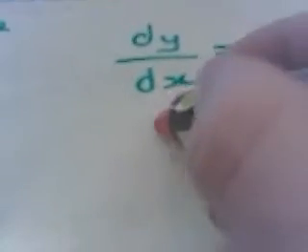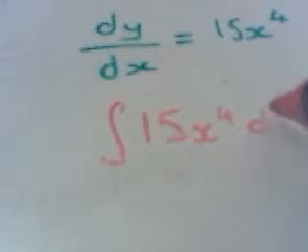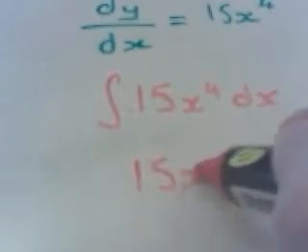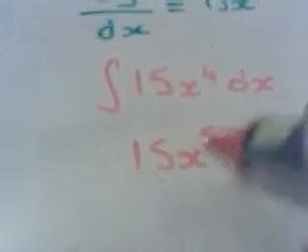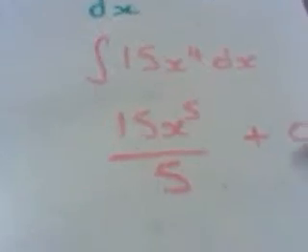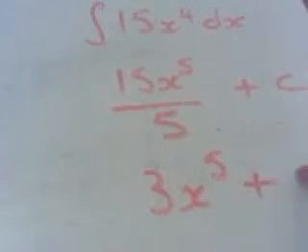Second one, so we're integrating 15x to the power 4 with respect to x. So we have raised the power by 1, divide by the new power, not forgetting the c term on the end, and if you notice here 15 divided by 5 is 3, so we've got 3x to the power 5 plus c.